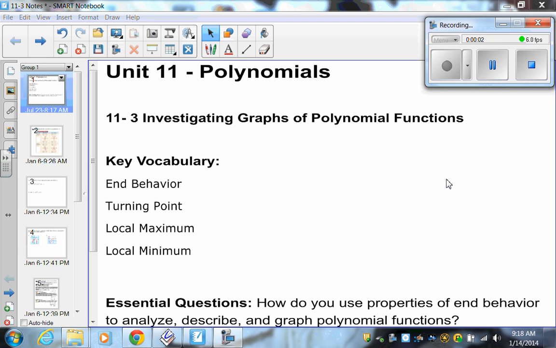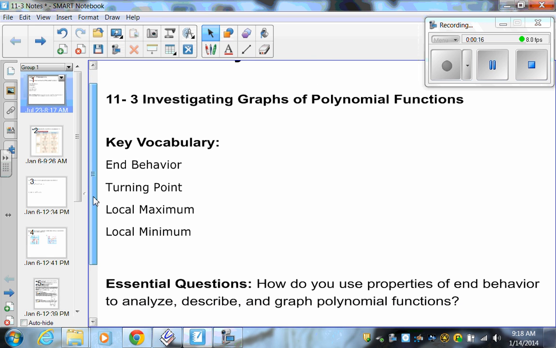This is the video for accelerated geometry on section 11-3 on investigating graphs of polynomial functions. Key vocabulary in this video will be end behavior, turning point, local maximum, and local minimum. The essential question we will be answering is how do you use properties of end behavior to analyze, describe, and graph polynomial functions?